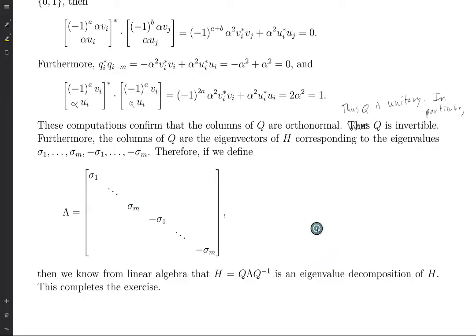If that's not something you've covered, you can go through and prove that. There should be proofs in linear algebra textbooks, or you should be able to prove it yourself. But anyways, we wanted to find an eigenvalue decomposition of H, and we found one, and so we're done.